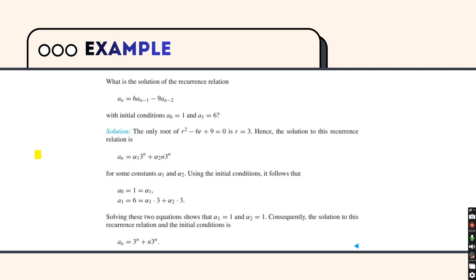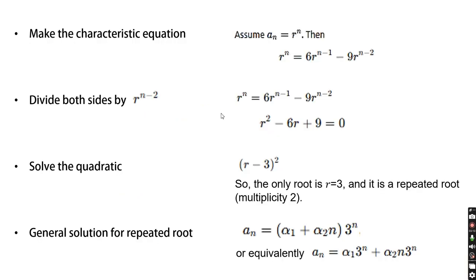So for example, what is the solution of the recurrence relation an is equals to 6an minus 1 minus 9an minus 2, with initial conditions a0 equals negative 1 and a1 is equals to 6? So we will solve.